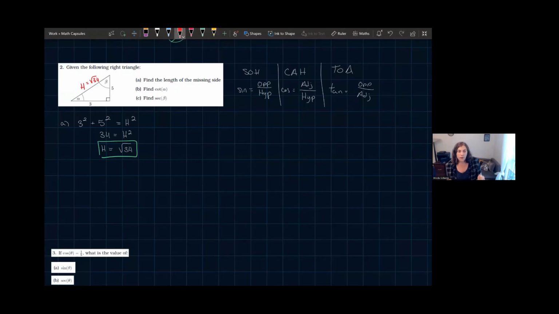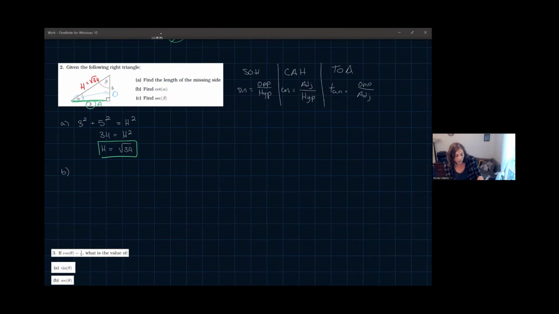Now that we know the value of H, we can find the rest. So in part B, they want you to find cotan of alpha. So if alpha is the angle in question, then that's the perspective that we're looking from when I talk about the opposite or the adjacent side. So if I start here looking at alpha, the opposite side is the one that's opposite from that angle. So this would be my O, and the adjacent side is the one that's adjacent to that angle. So this would be my A.